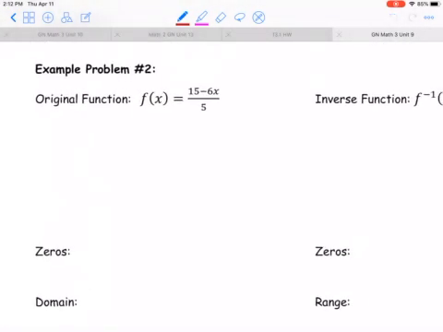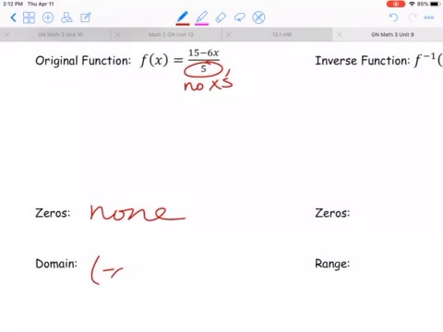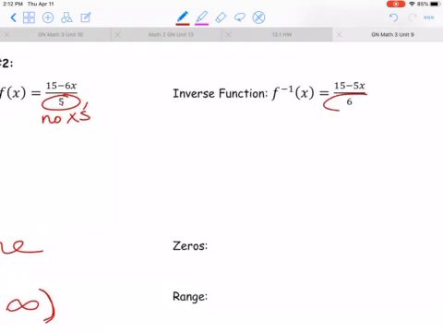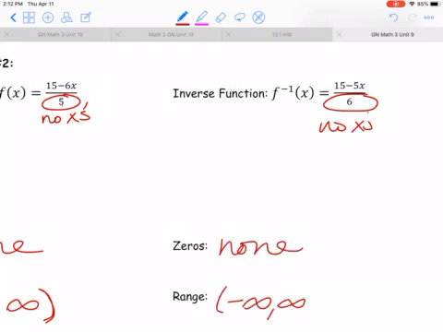Okay, problem number 2. If you look at our denominator here, there's no x's, which means there's no zeros, which means our domain is uninterrupted. Okay, so no x's, always infinities. Our inverse function, if you notice, we didn't end up with any x's either. So no x's means we have no zeros, and our range is uninterrupted.